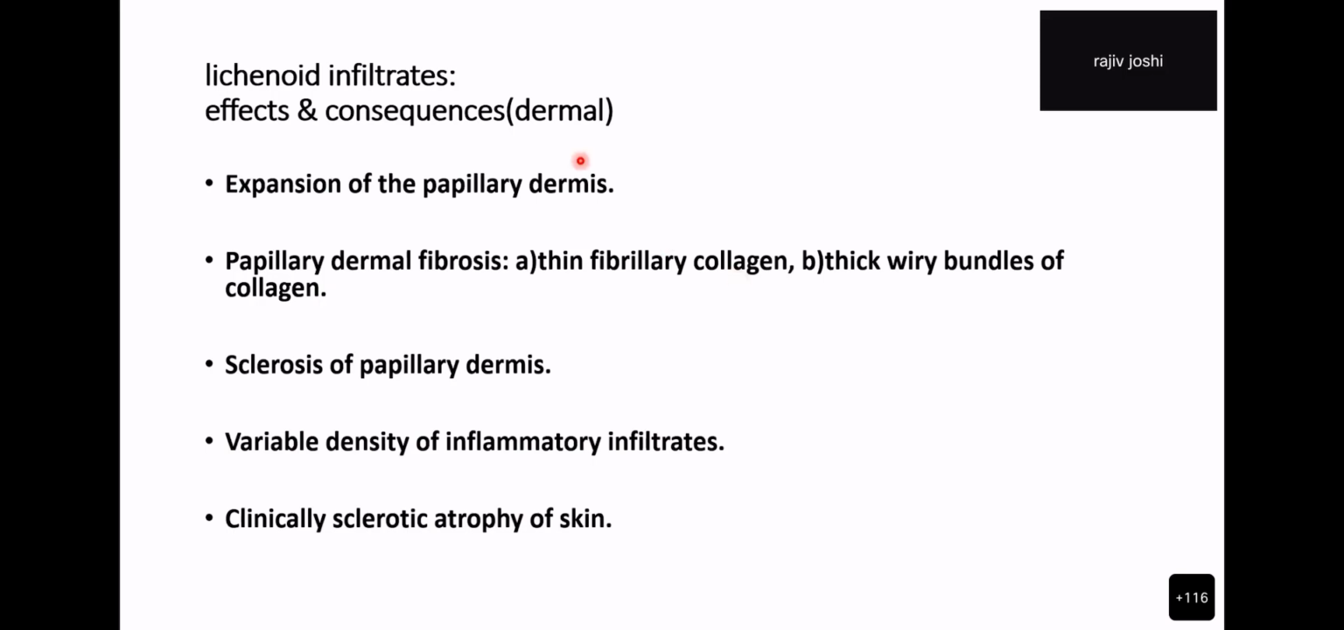And then what are the effects on the dermis? The infiltrate would expand the papillary dermis. Once the infiltrate slowly regresses, you can get papillary dermal fibrosis. You can get thin fibrillary collagen, or you can get thick wiry bundles of collagen. You can sometimes get sclerosis of the papillary dermis. You can get a variable density of inflammatory infiltrates, and clinically you get a condition called sclerotic atrophy.